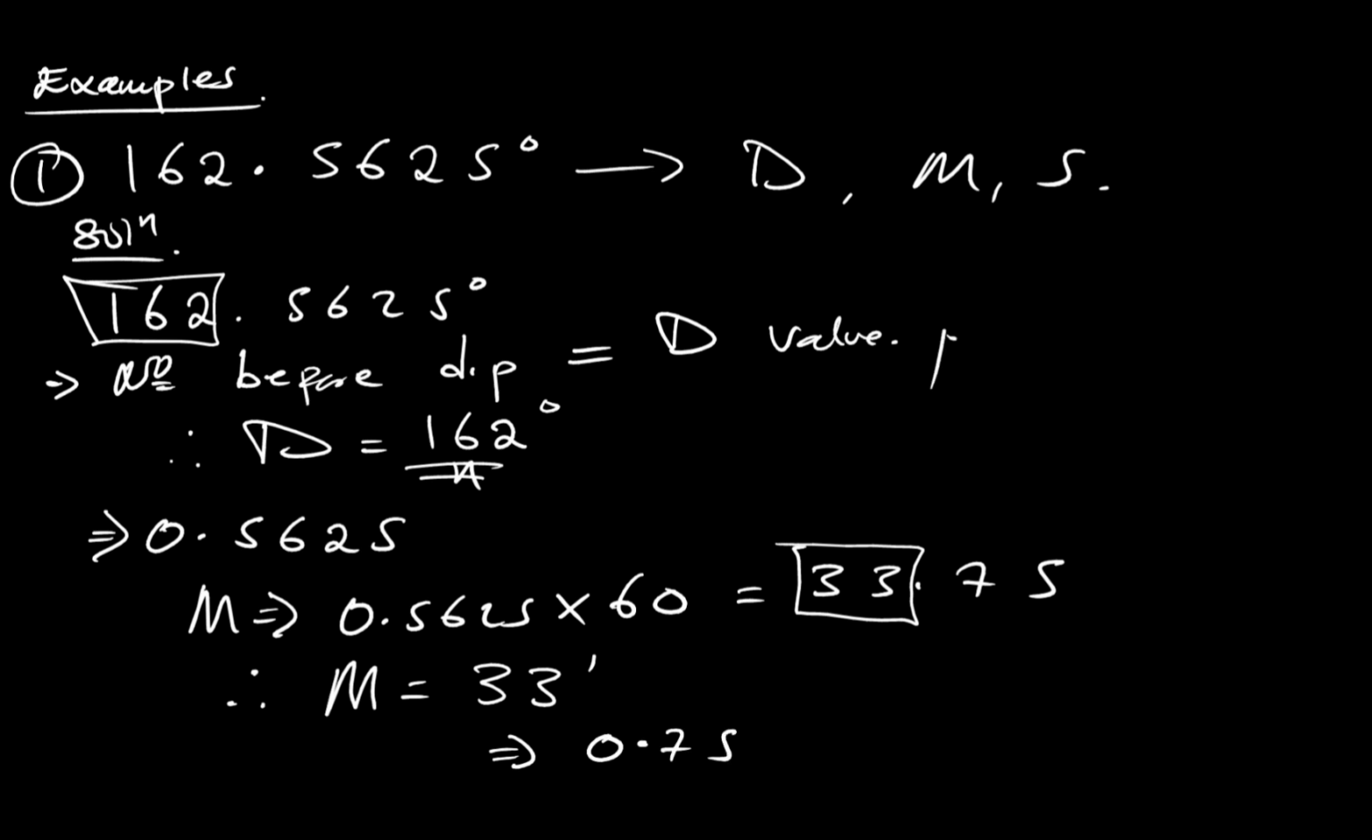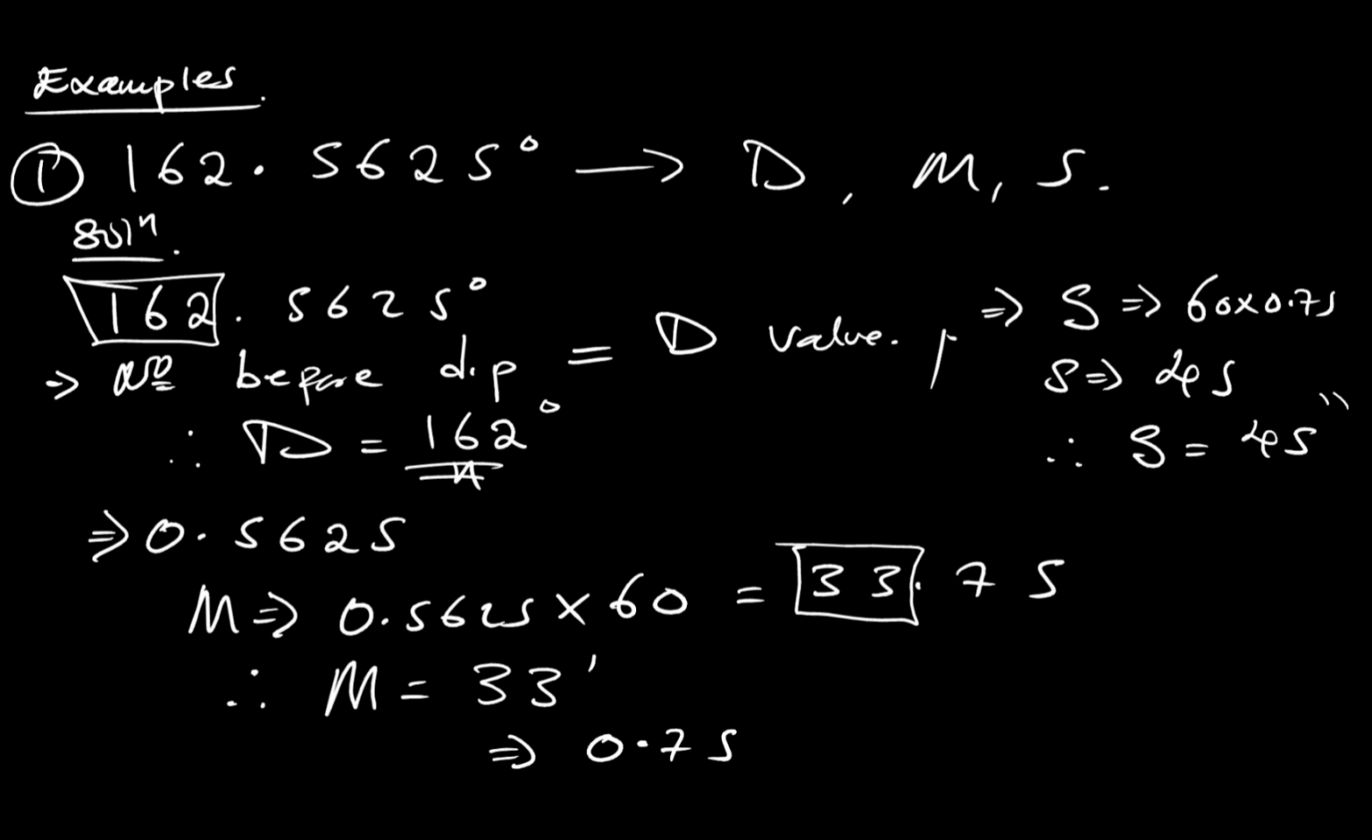Now since we're remaining with 0.75, how am I going to get my seconds? So to get seconds, all you're supposed to do is to multiply 60 by 0.75. And if you do 60 by 0.75, you get 45, which means that your seconds is just equal to 45.